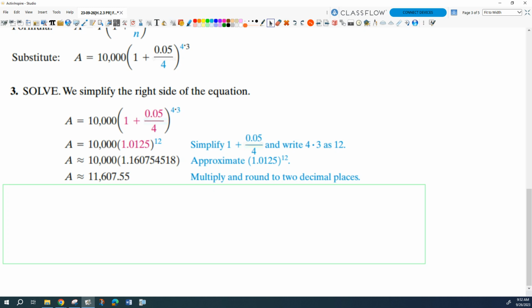Okay, that's especially important when you're in a science class, like chemistry or physics or some biology or something like that. You don't want to do all these successive roundings. Just do it one time.